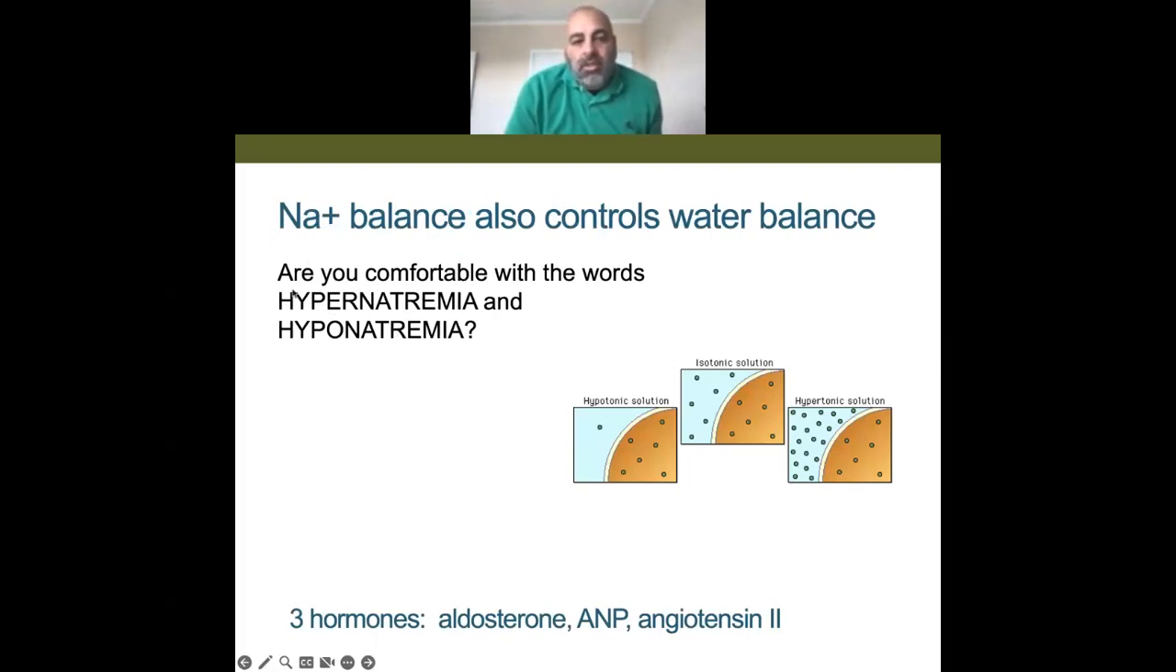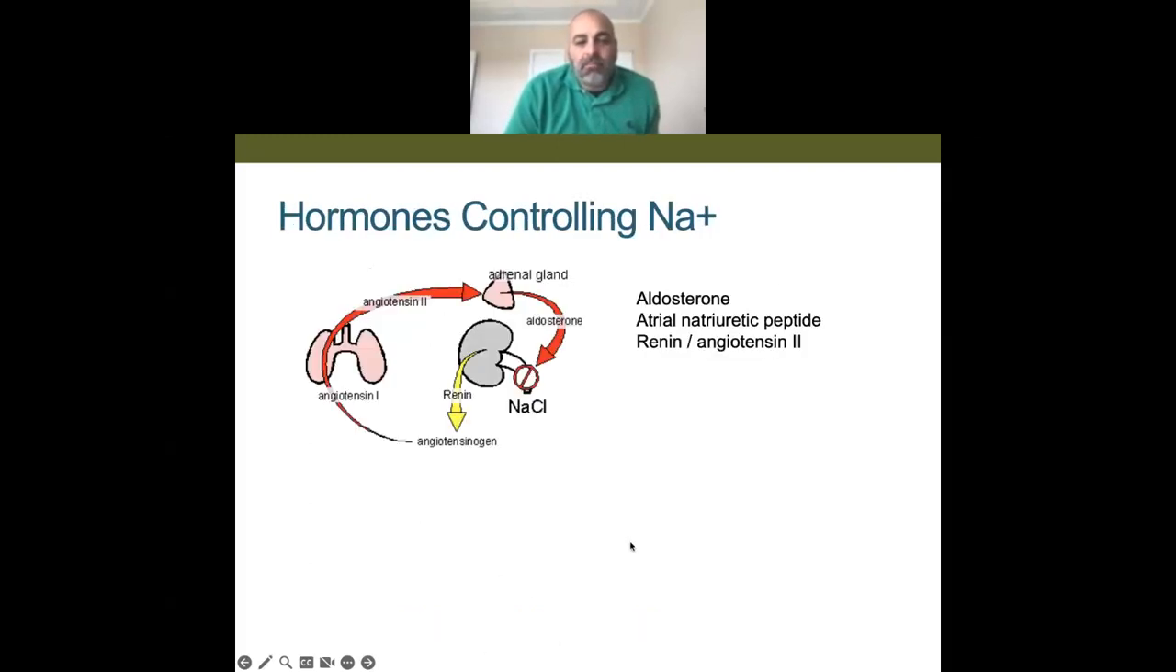So sodium balance, hypernatremia, hyponatremia, we're just talking about too much sodium or too little sodium. So we're saying hypertonic, hypotonic due to sodium. If we have too much aldosterone, we hold on to too much sodium, and they can enter hypernatremia. ANP is going to get rid of sodium, so they can go into hyponatremia. Angiotensin 2 causes hypernatremia, but due to the increase in aldosterone as well. So the hormones controlling this, we just ran through those. Make sure you refresh on those. Okay.